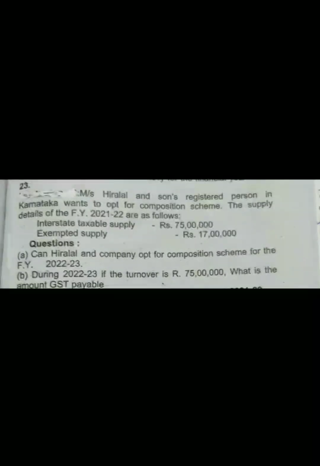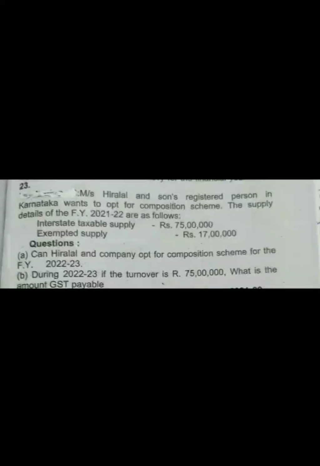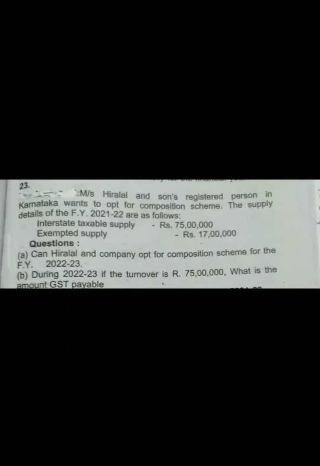GST Composition Scheme Problem Solution. Hiralal, the question is like that. Hiralal and Sons, registered person in Karnataka, wants to adopt for composition scheme. So registered person is only eligible to adopt composition scheme. The supply details are given below.